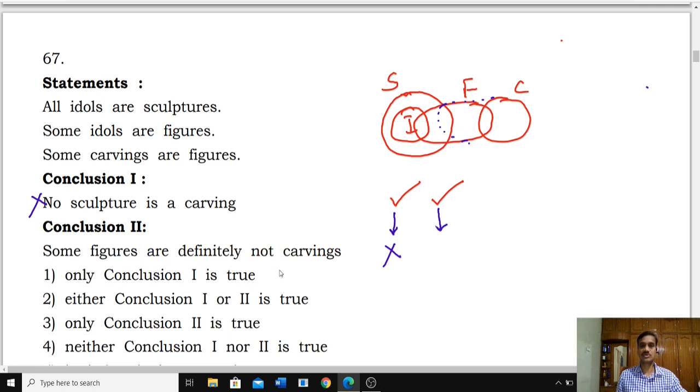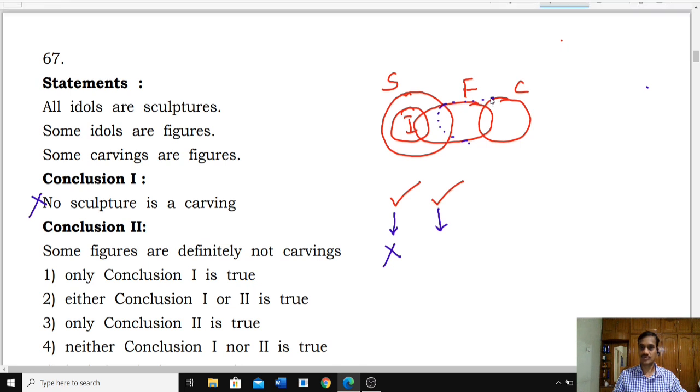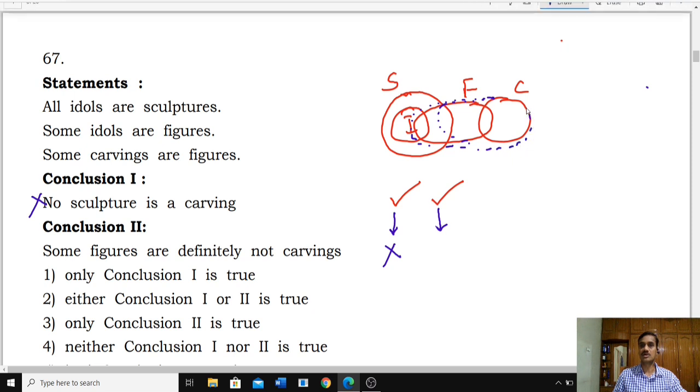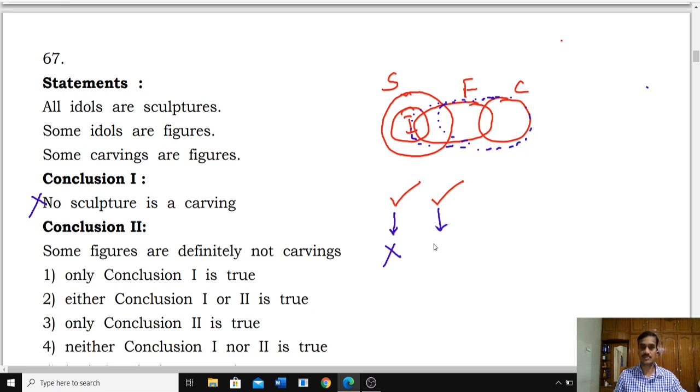Next one, some figures are not carvings. These are the figures which are not carvings. In order to make this one false, tell me whether we can write like this or not. All carvings are figures. All figures are carvings. Yes, it is possible. Hence by the alternate diagram, these two conclusions were true and the previous negative conclusions will be false.